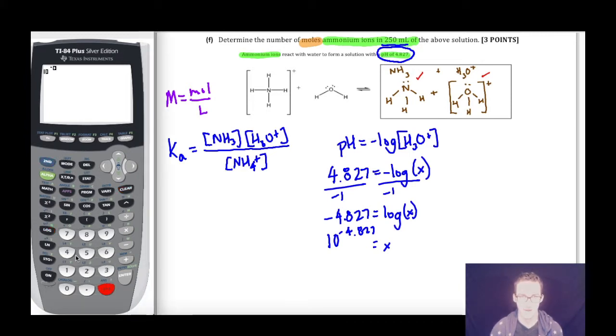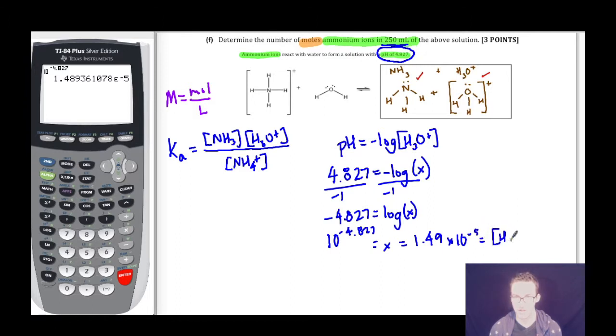So negative 4.827, which gives us a hydronium ion concentration of 1.49 times 10 to the negative 5. And again, that's going to be our hydronium ion concentration, H3O plus. Okay, so this right here is the hydronium ion concentration. So we've solved for one of those.